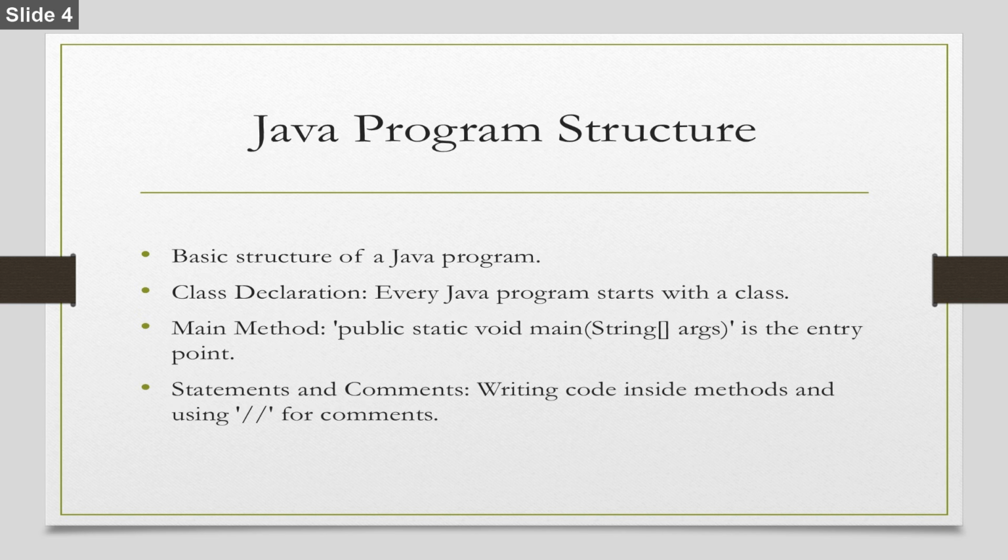Java Program Structure. Java programs have a standard structure, starting with a class declaration. Classes are like blueprints in Java; they define the properties and behaviors of objects. Every Java program includes a main method, which serves as the entry point. Java statements go inside methods, and we can also add comments with // to make the code more readable. This basic structure is important to understand before diving into coding.